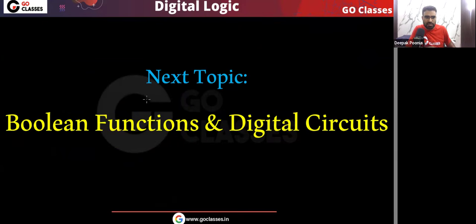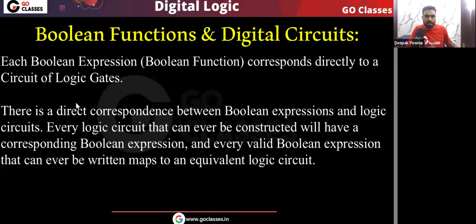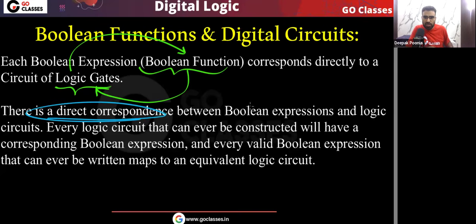Now we will see the connection, the relationship between Boolean functions and digital circuits, or I can say logic circuits. So you can see each Boolean expression or each Boolean function corresponds directly to a circuit of logic gates. Very simple. Remember, for every Boolean function, there is a logic gate circuit, and for every logic gate circuit, you can write a Boolean function. So this is the simple point. You can read it here. There is a direct correspondence between Boolean expressions and logic circuits.